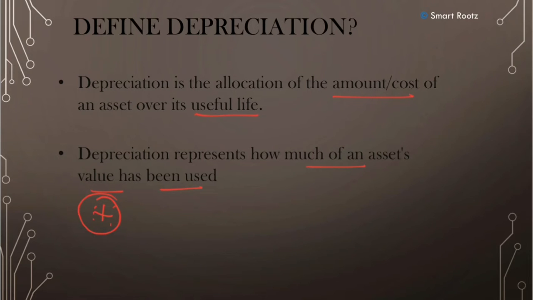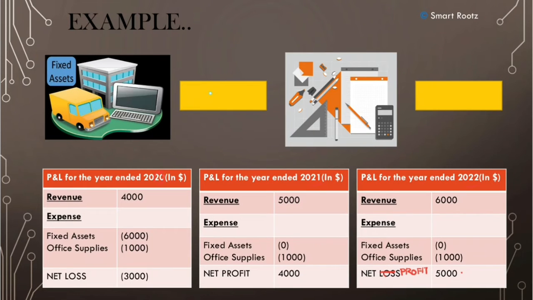But then we need to understand with the help of a numerical example why depreciation is important in the financial statement. So let's take an example where we purchase fixed assets worth $6,000 in the year 2020. And we also purchase office supplies worth $1,000 every year for 3 years. So when we extract the P&L for the company, you would notice that the fixed asset expense has been charged in the year 2020, which is the year in which we purchase the asset, and the other years are zero because we don't purchase the asset.